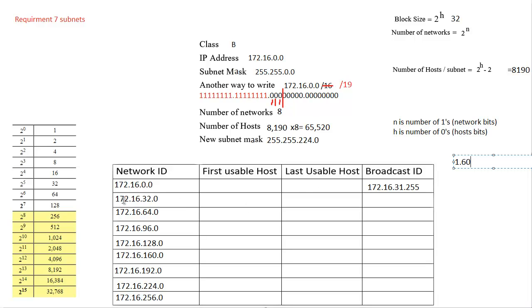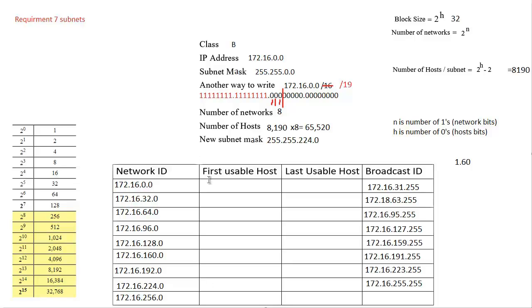What is the broadcast ID for this network? The broadcast ID for this network is just before the next network. So that will be 63.255. Again 63.255. So when it reaches 256, this turns into 0 and this will be 64. So this is 0, 64. And the same way I count all of them, just before the next network ID.